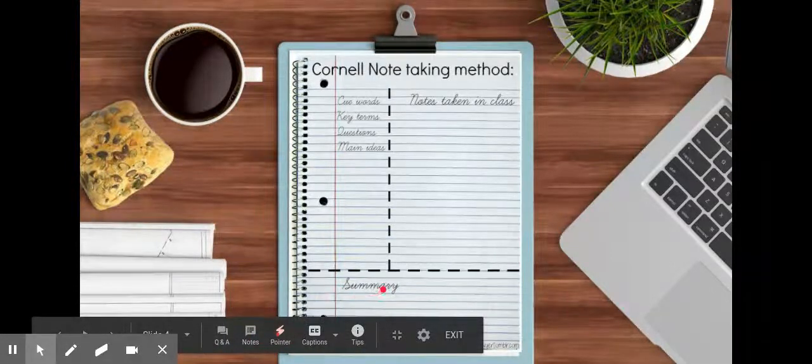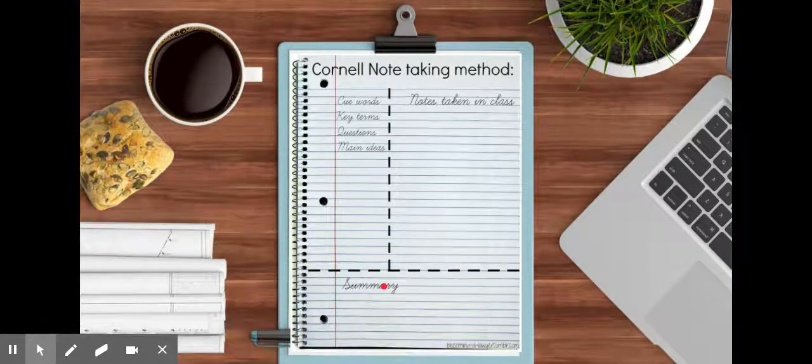So now the summary section. So this is going to be after you're completely done with all your notes, the notes from the lecture, the notes from your homework. You're going to put a dotted line and you're going to want to write your summary in a different color.